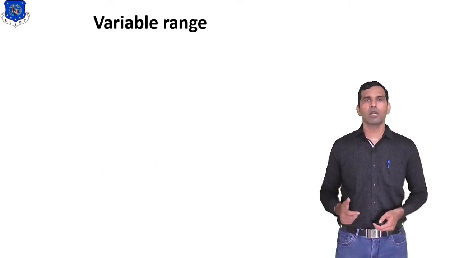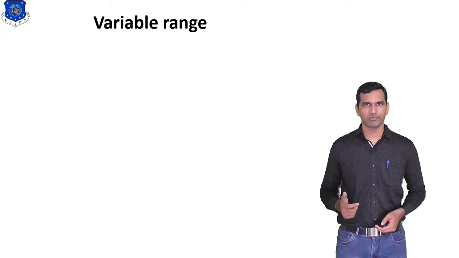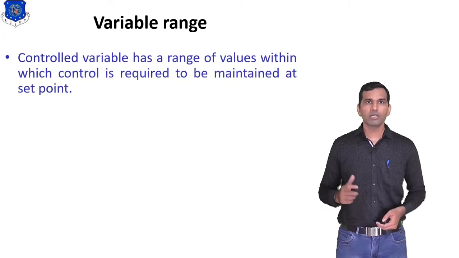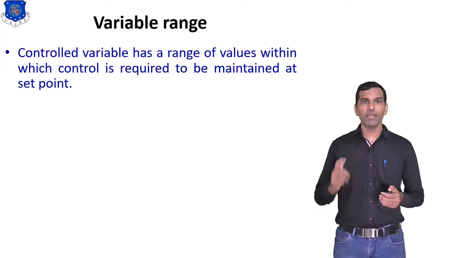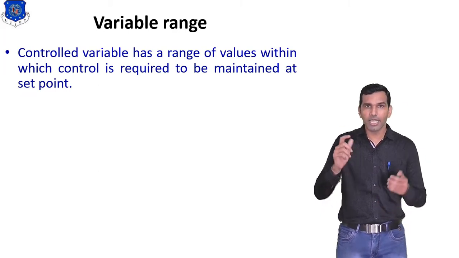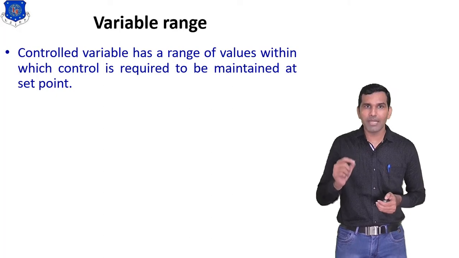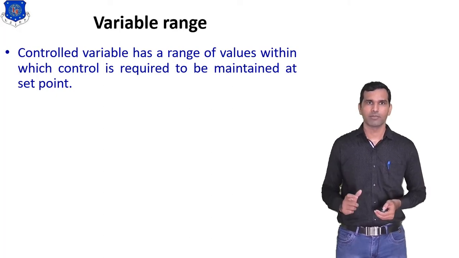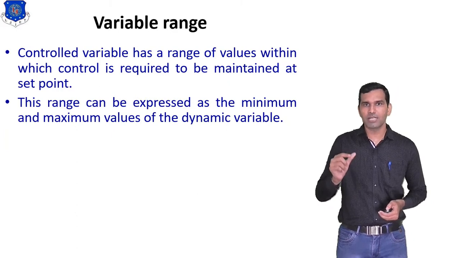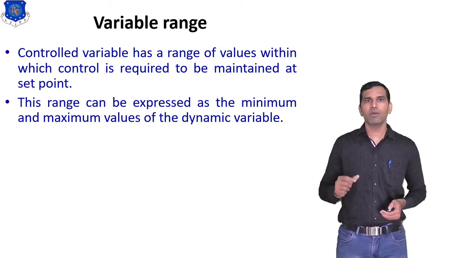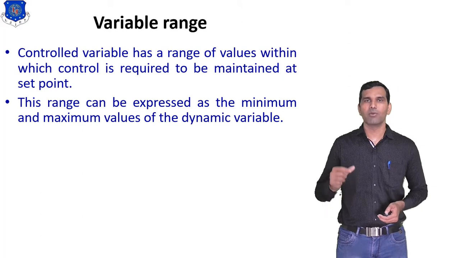Now we discuss the variable range. The controlled variable has a range of values within which the controller is required to maintain it at the set point. This range can be expressed as the minimum and maximum value of the dynamic variable.